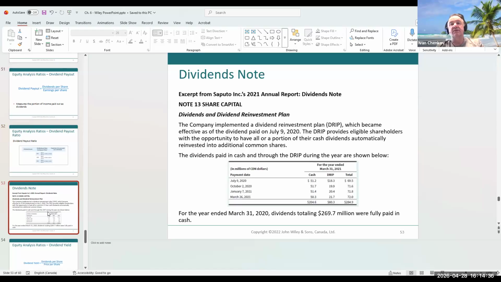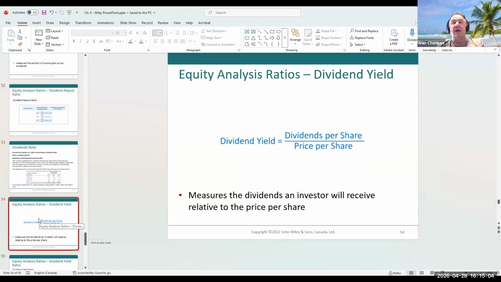Dividends. On the dividends note, we can see that the dividends are additional information to the financial statements, which is interesting for the investors. They take a look and compare how much is the dividend, how much is the cash, and the dividend reinvestment plan for the company, if they implement that reinvestment plan. Equity analysis, keep going with the equity analysis.